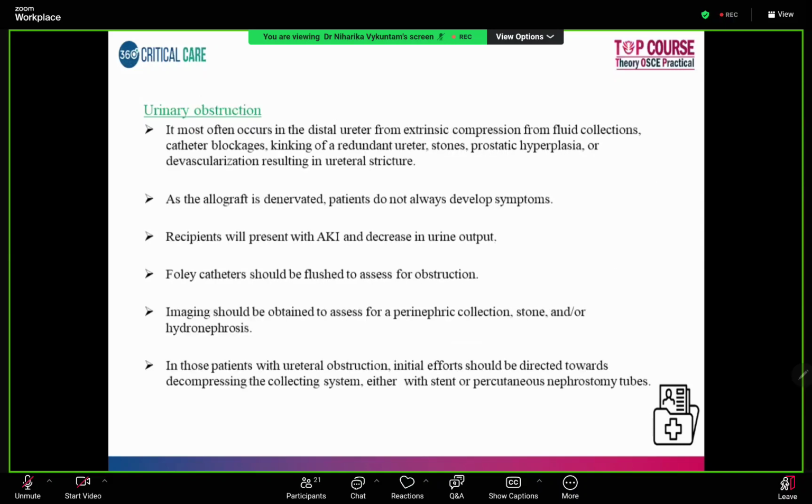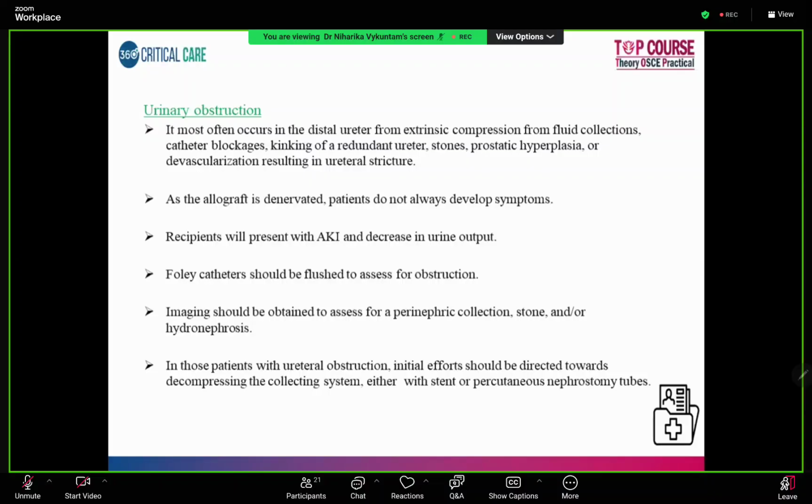Now coming to the urinary obstruction. Why does this obstruction occur? It could be due to extrinsic compression from fluid collections, catheter blockages, kinking of a redundant ureter, or if there is a stone, prostatic hyperplasia or devascularization resulting in ureteral strictures. All these are the causes of urinary obstruction in the post-transplant patient. As the allograft is denervated, patients do not always develop symptoms, especially pain. There would be pain, but not so much. Usually this urinary obstruction will present with a sudden decrease in urinary output and AKI.